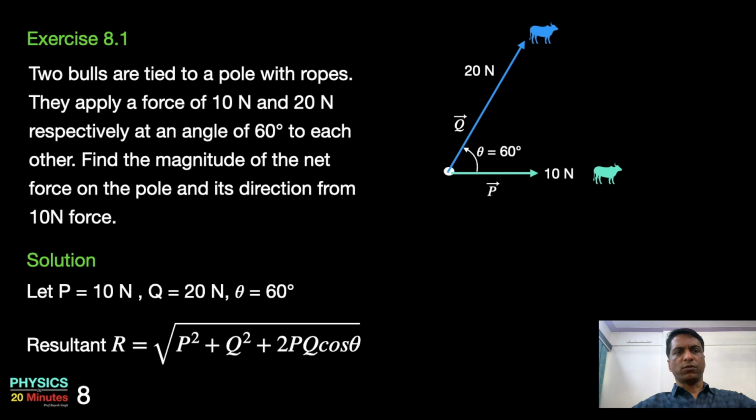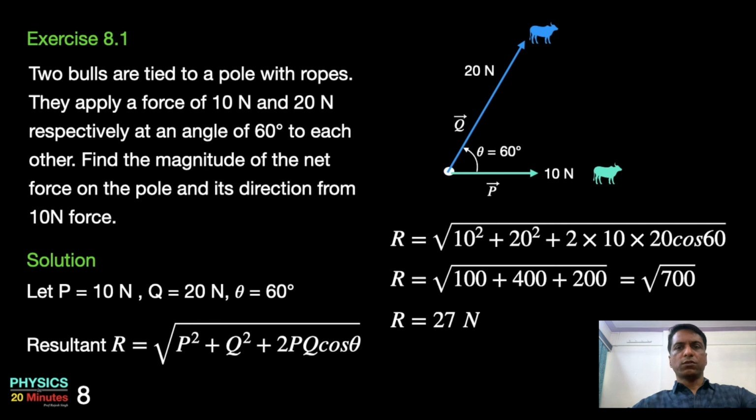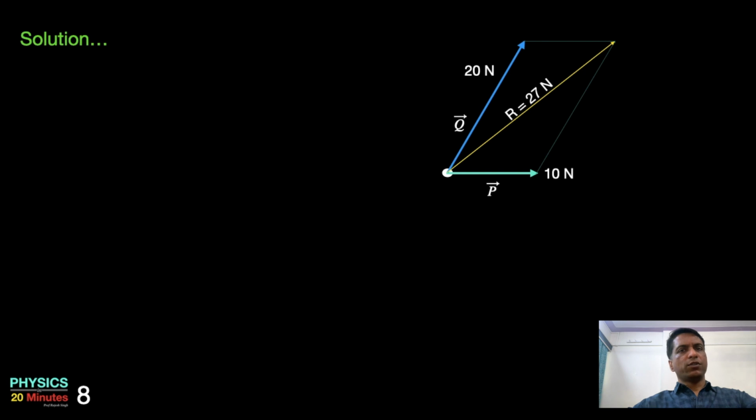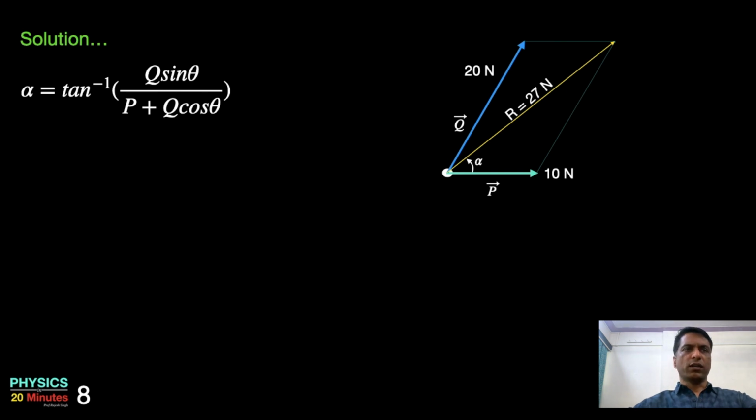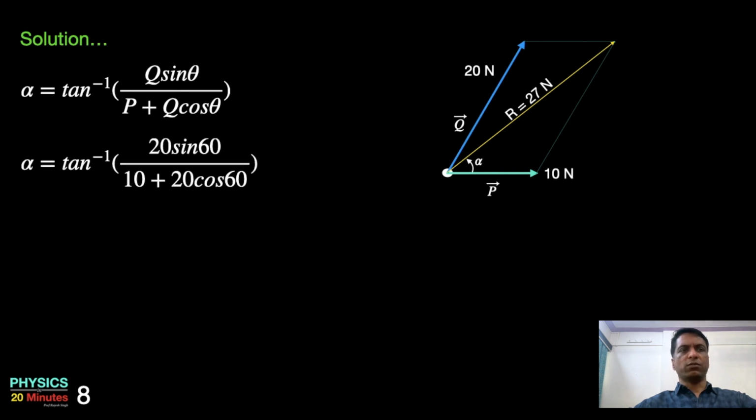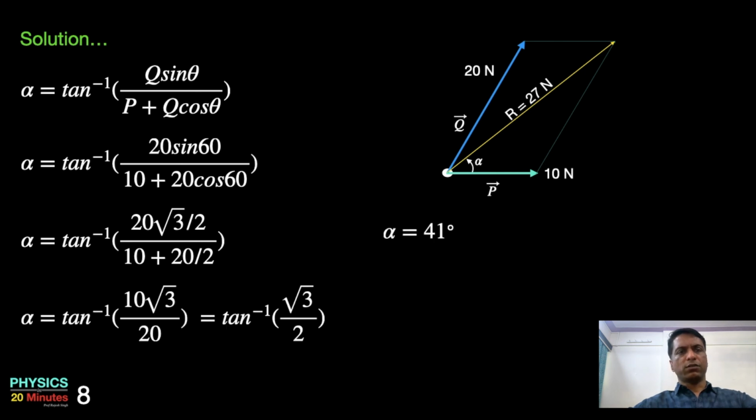We can use the R formula, root of P square plus Q square plus 2PQ cos theta. Once you substitute the values, you will get your answer as 27 Newton. What about the angle between the resultant and P? The angle between resultant and P will be given by the formula tan inverse Q sin theta upon P plus Q cos theta. If you put the values, it will become alpha is equal to tan inverse 20 sin 60 upon 10 plus 20 cos 60. Sin 60 is root 3 by 2, cos 60 is 1 by 2. You substitute the values and solve it, you get your answer as 41 degrees.